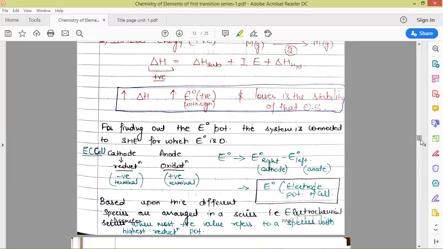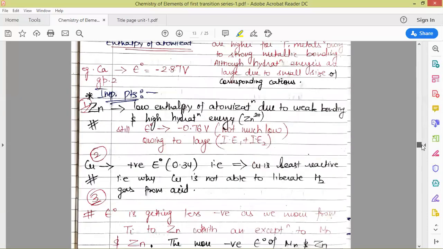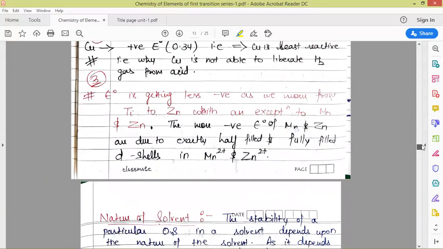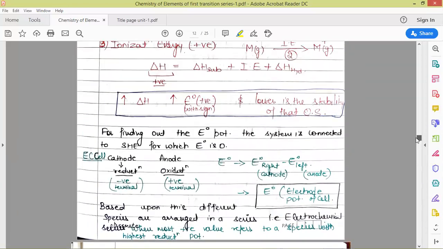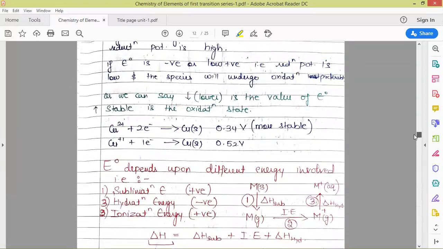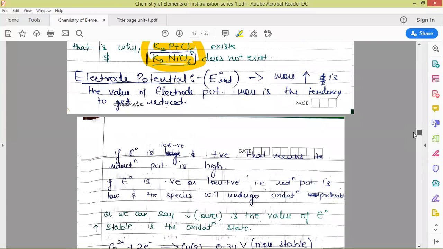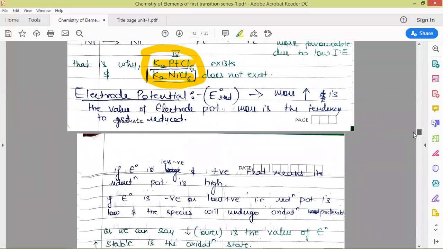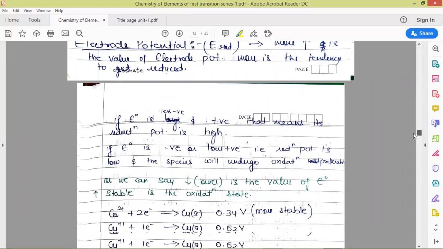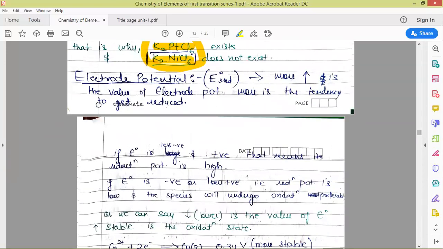I think we should stop here. We'll be discussing this part again in the next video. So that is it for this video. We are comparing and learning how to calculate the electrode potential values, and the periodic variation of electrode potential for different species we will discuss in the next video.